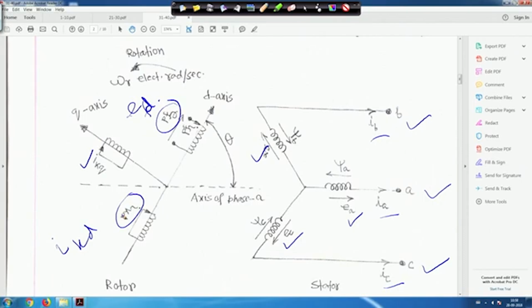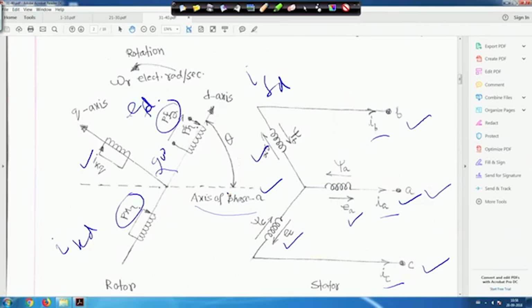So IKD and IKQ, and this is the field current, IFD. And this is the rotation of the rotor, omega r electrical radian per second. And this is the axis of phase A, and this is the D axis, and the D axis leads the axis of phase A by angle theta. Then the Q axis leads by 90 degrees plus theta, because this is 90 degrees.